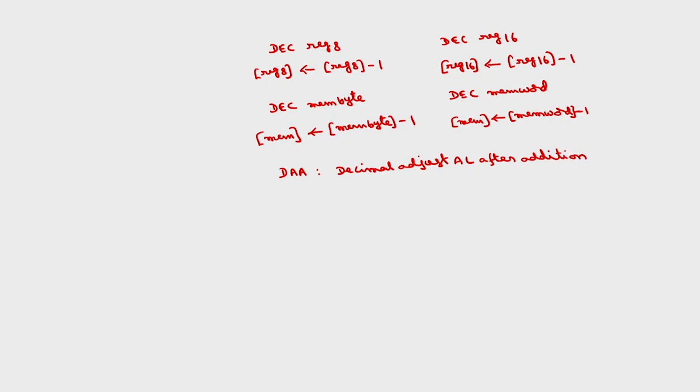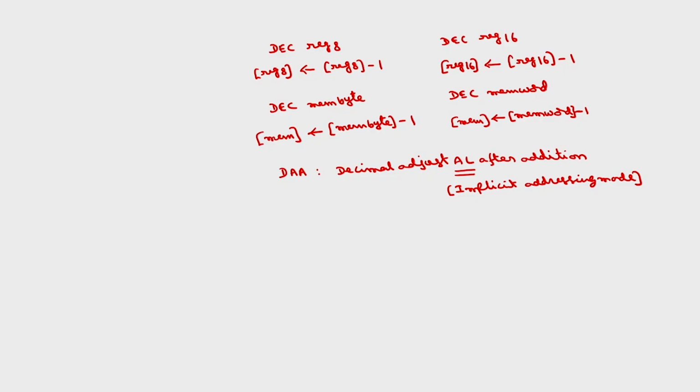This instruction operates only on the lower order register AL. That is why the addressing mode here will be implicit addressing mode. There are some instructions which operate only on a specific register. All those instructions belong to implicit addressing mode. Here also, this DAA operates on AL only.